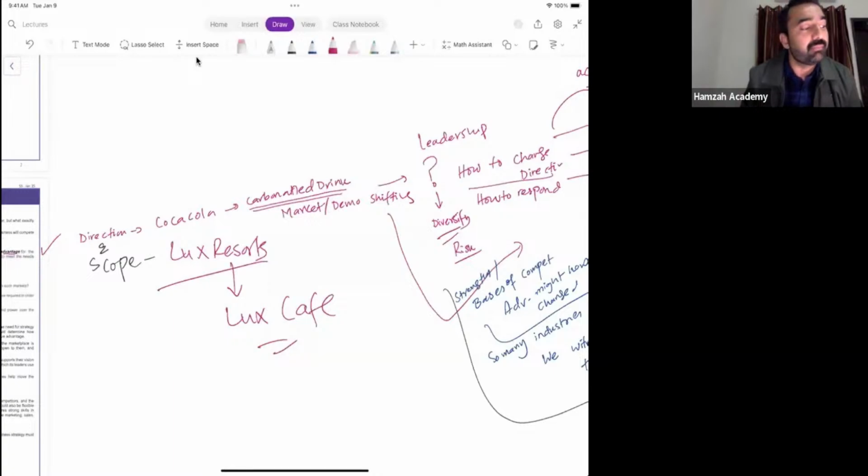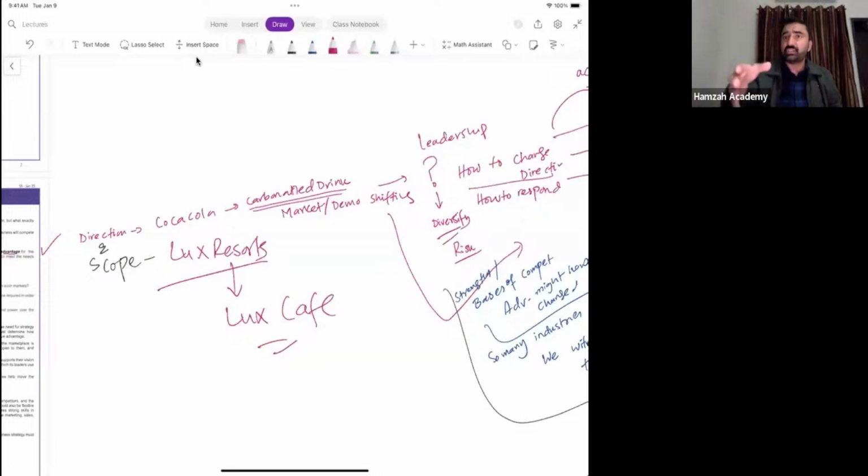This is another example of how a business would change its scope, because Lux Resorts already have expertise in making world class coffee. They already have that skill, that knowledge, those capabilities, and the resources. So they thought, okay, let's enter into the coffee business in Mauritius, and they opened Lux Cafes at different locations.